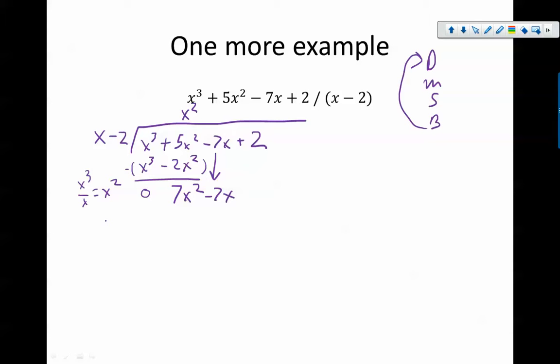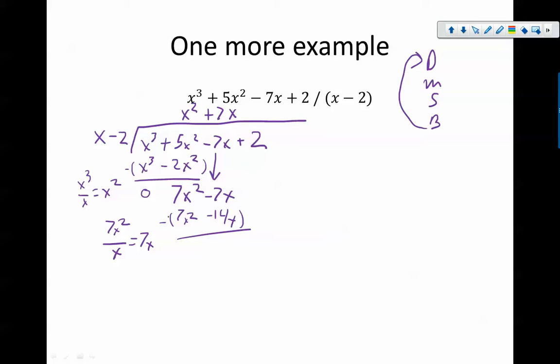So divide. 7x squared divided by x. This term and this term. That's 7x. So the next thing in my solution is plus 7x. Now I multiply. 7x times x is 7x squared. 7x times negative 2 is negative 14x. Now I subtract.